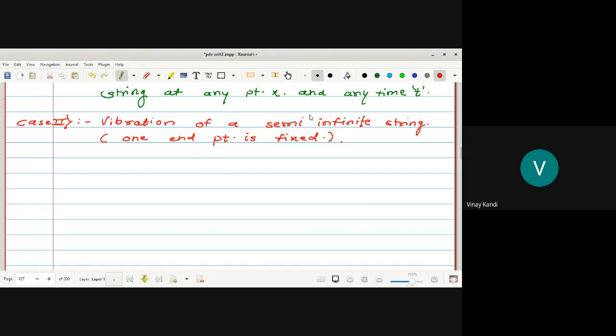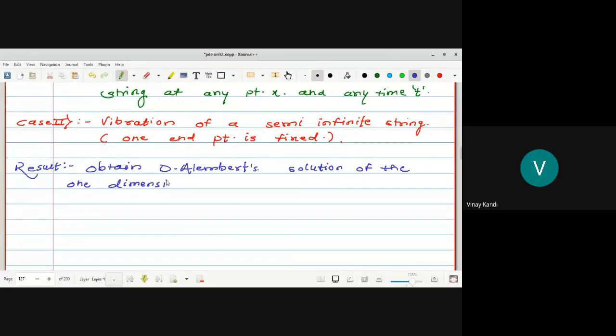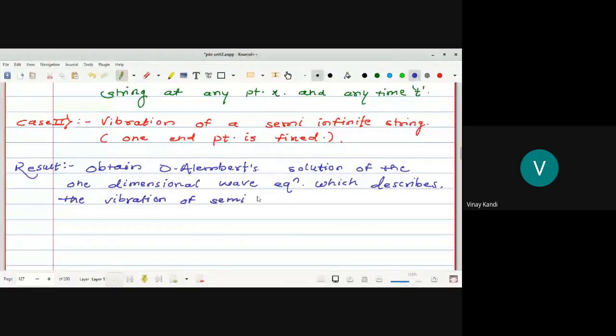Now look at this question. Obtain the D'Alembert solution of the one-dimensional wave equation which describes the vibration of a semi-infinite string.